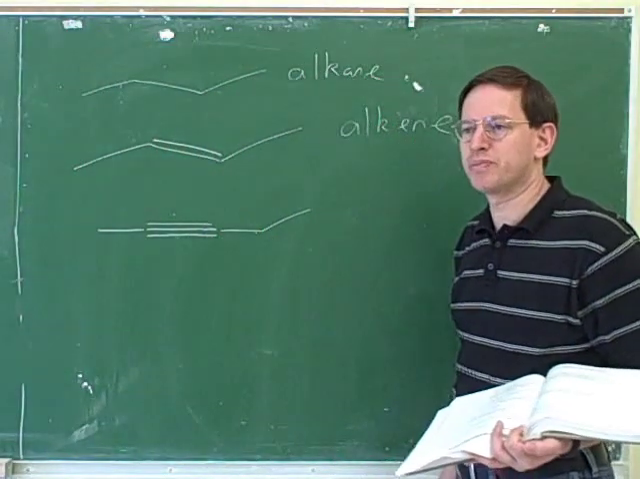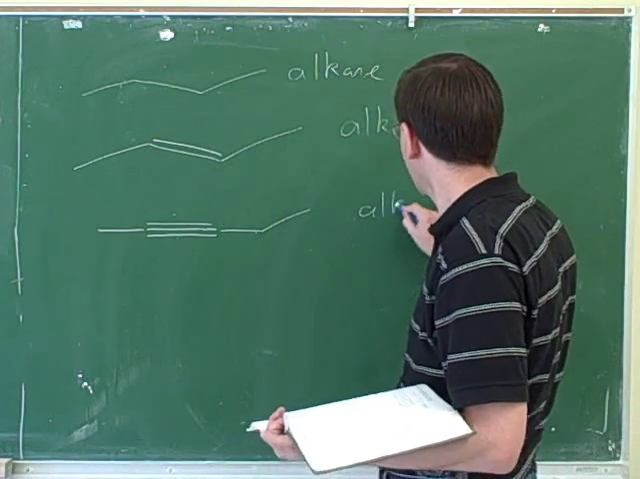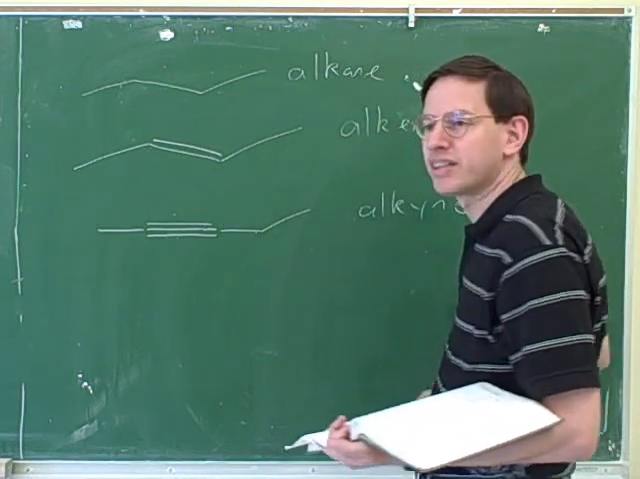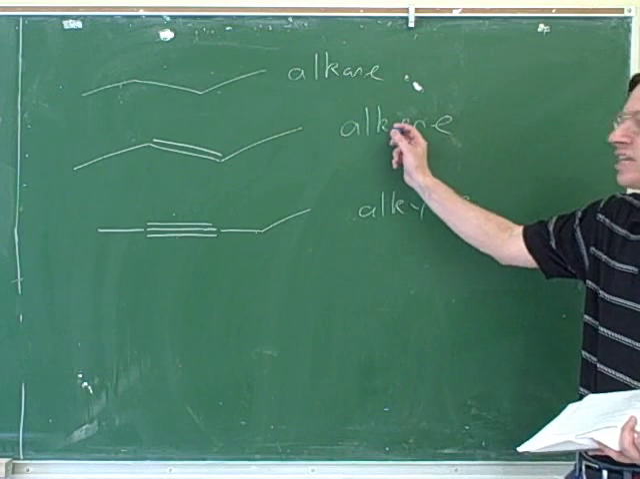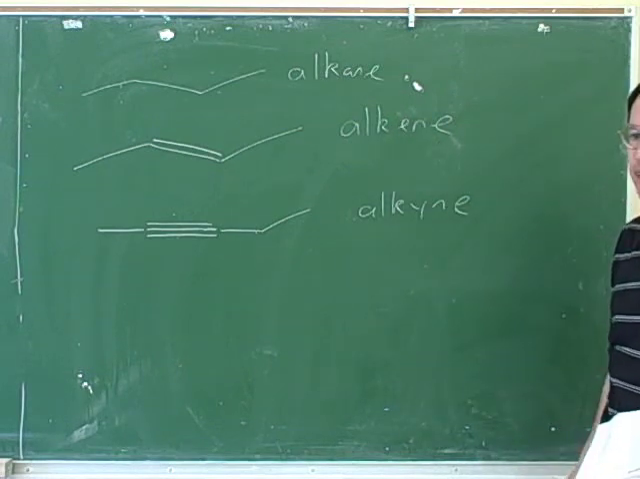And what's the name of this functional group? Alkene, alkyne? Alkene would be the right way to pronounce it. Alkene would be the double bond. So this would be alkyne.